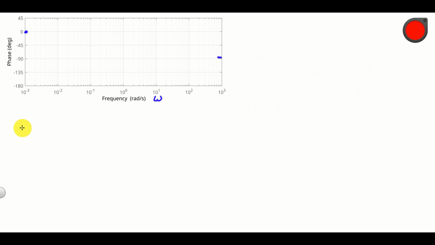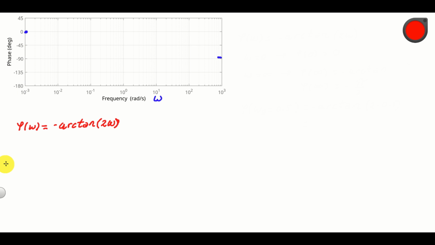Next, let's sketch the plot of our phase function. The phase function looks like this: phi of omega is equal to minus arctan of 2 omega. We will sketch the phase on this graph. On the horizontal axis, we place the radial frequency in the logarithmic scale. On the vertical axis, we will plot the phase angle in degrees.